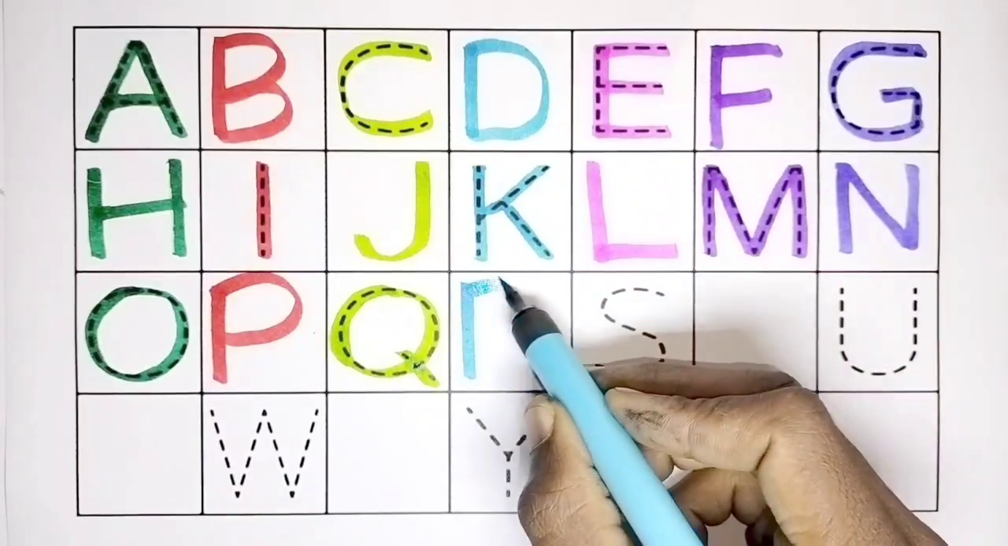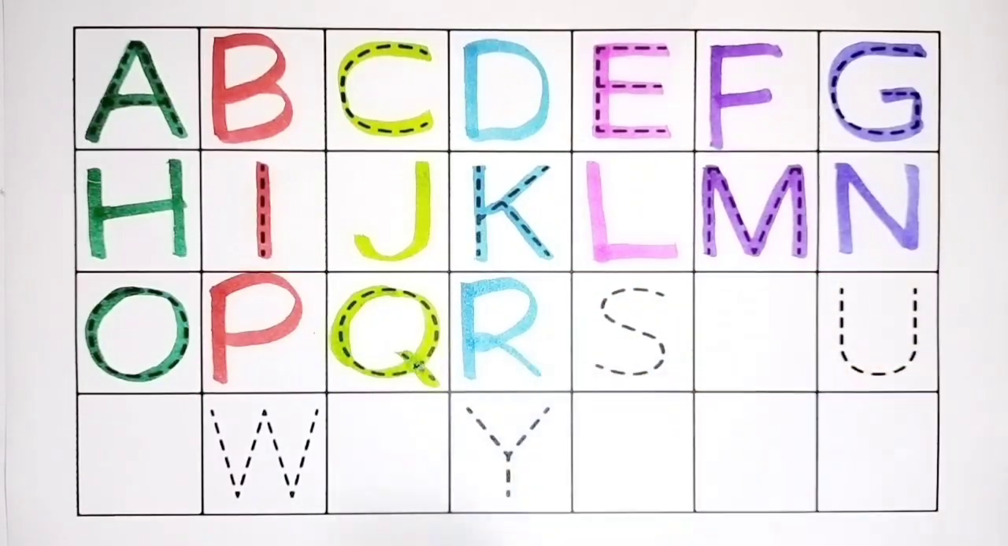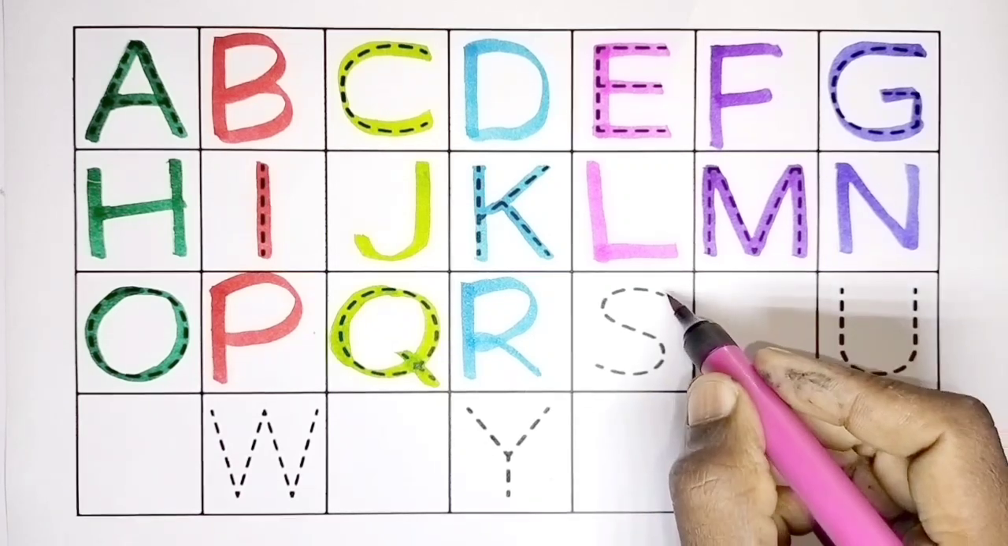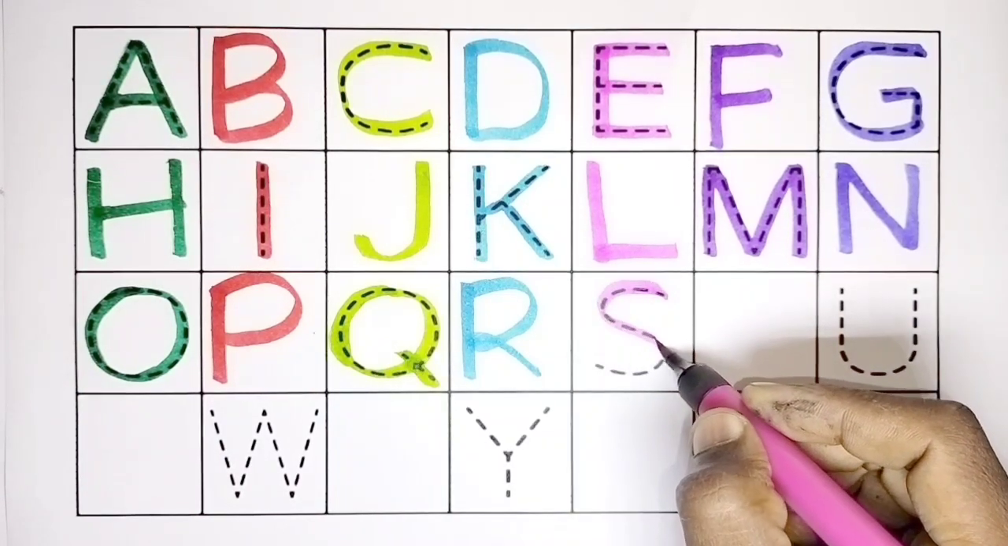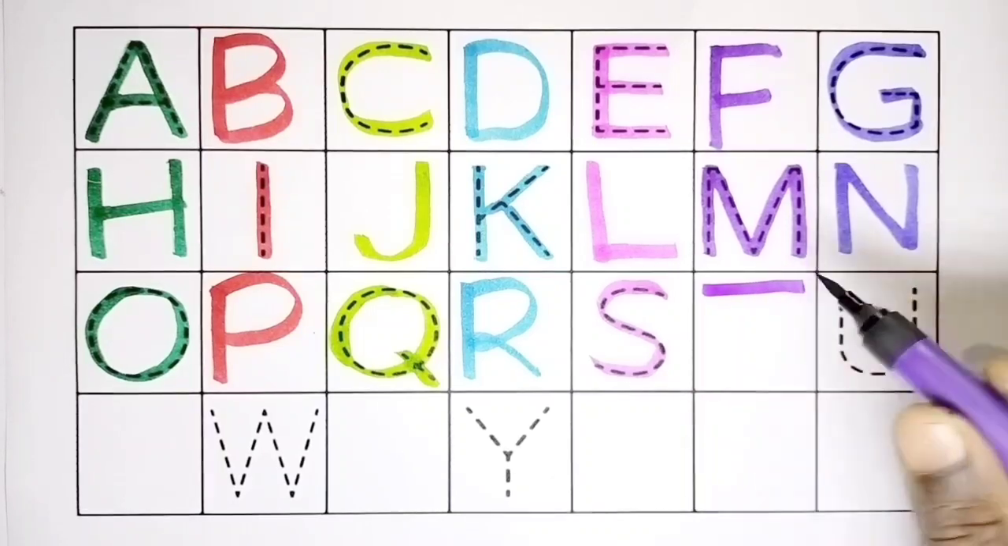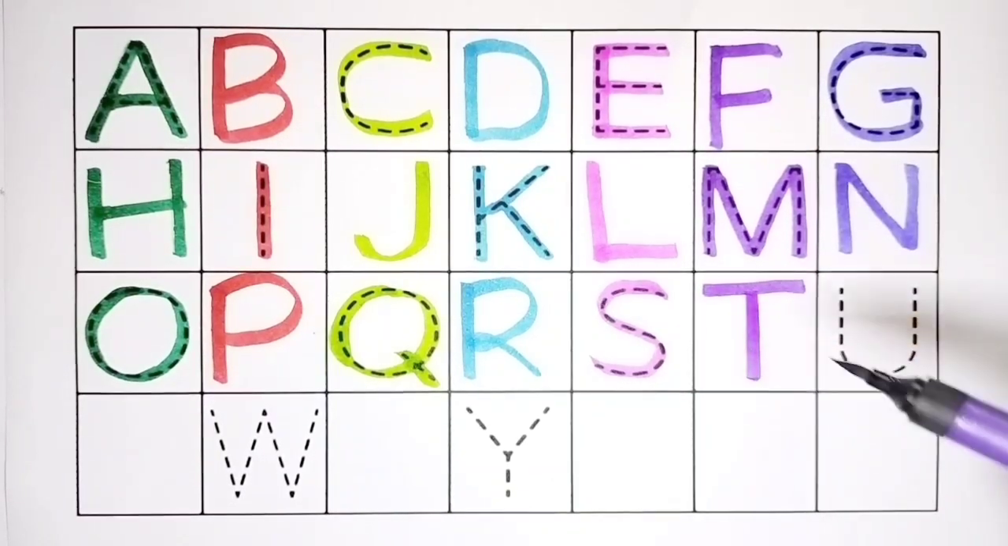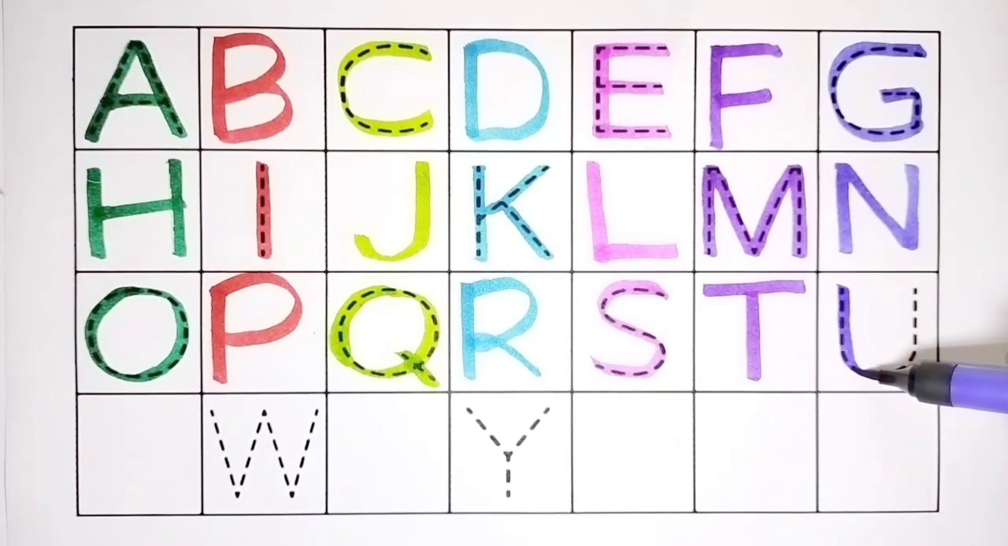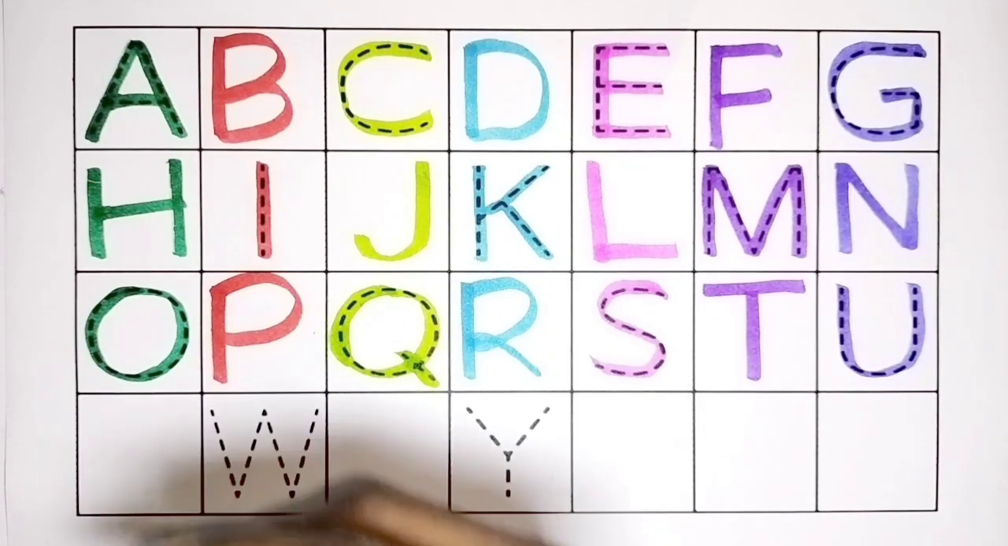R for rose. S for sun. T for telephone. U for umbrella.